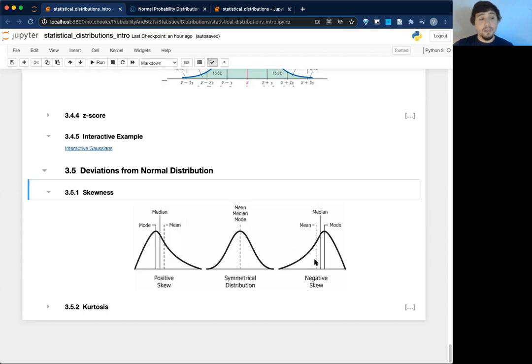Same thing for negative skew or left skew. Basically, the values are getting pulled off to the left here. And so you see the mean go off to the left. So this is what we talk about for skewness.